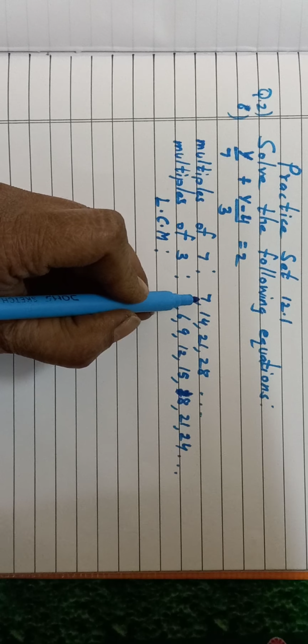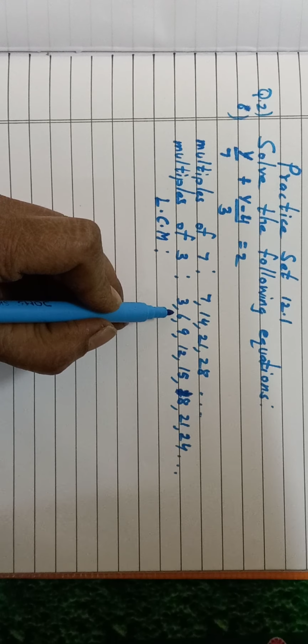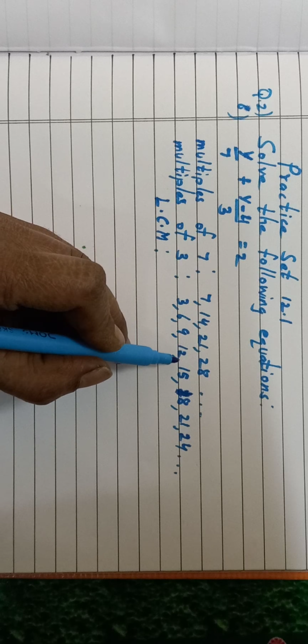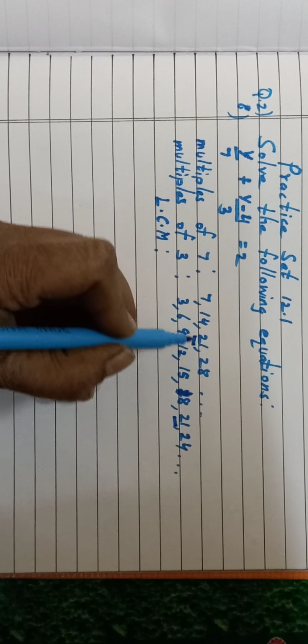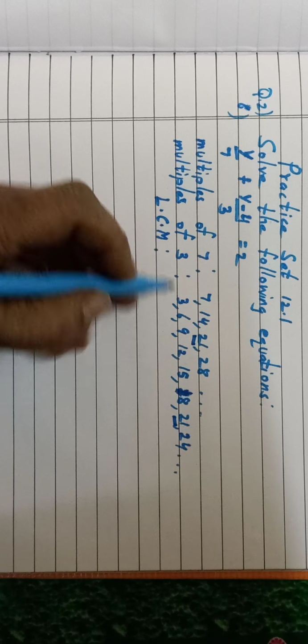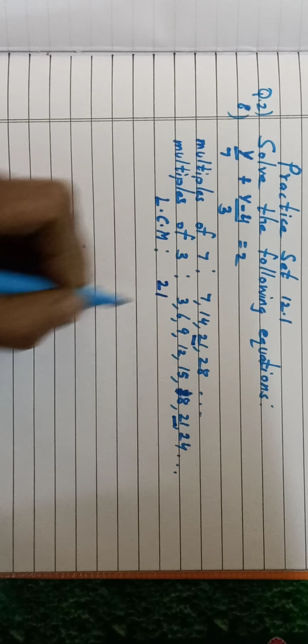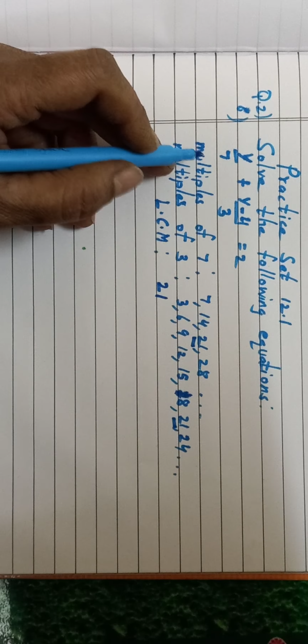So, which one will it be? Now, 7 is here. Here there is no 7. 14. 14 is also not there. 21. Yes. So, 21 is the least common multiple. So, LCM is 21. Now we have to equalize the denominator.